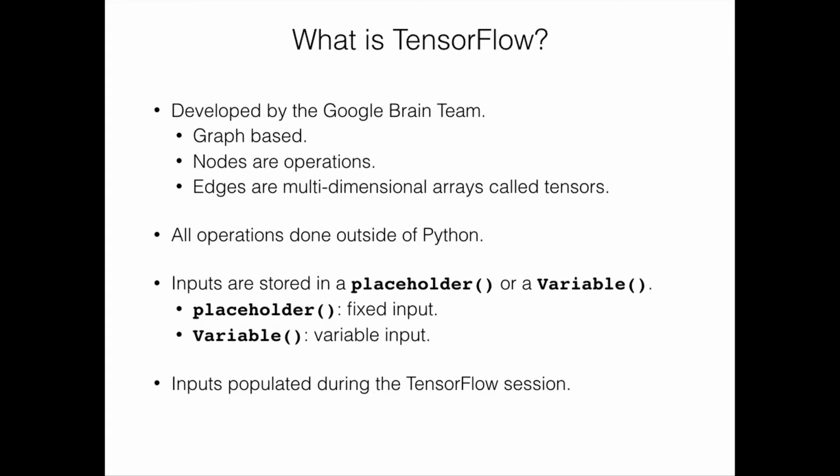In TensorFlow, all the operations are done outside of Python in a TensorFlow session. And Arpan talked about this a little bit. TensorFlow uses placeholders and variables to store the information that it needs for the modeling process. Placeholders store the fixed input, such as the features and labels, the training set, and the test set. Variables store variable input, such as the weights and biases, things that are going to change during the modeling process, and they're going to get tuned.